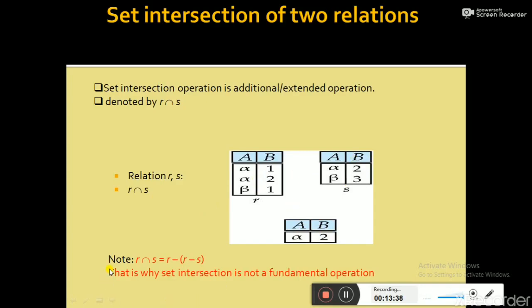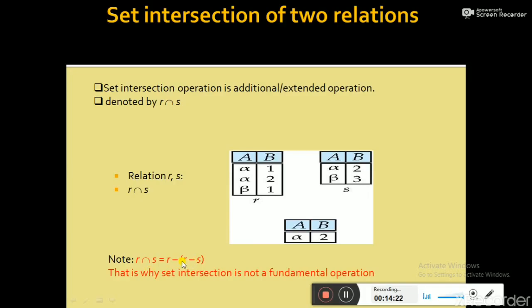And a very important note is that R intersection S is not a fundamental operation, it is an additional or extended operation. Why is it called an additional operation? Because that operation does not add any extra power or any extra features to the relational algebra. Why? Because the set intersection operation can be performed via other fundamental operations. For example, instead of doing R intersection S, you can get the same result using minus. Now in the just previous slide what we have learned, minus means the set difference operation.